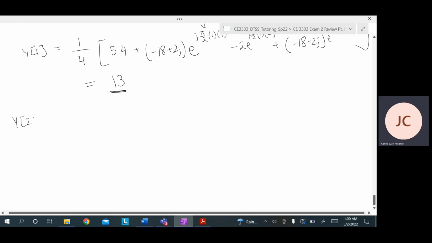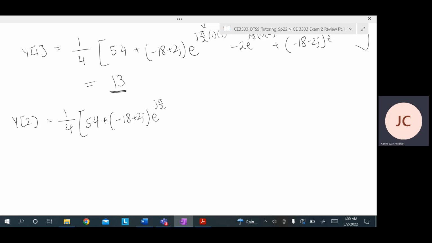Let's do y of 2. You know, 1/4 times everything. Got 54 plus minus 18 plus 2j, e to the j pi halves. See how this is basically the same thing as DFT, except it's a positive exponent, and k and n have basically been flipped. So throughout this whole summation, k is changing and n is staying constant, whereas in the regular DFT, the forward DFT as it's called, k is staying constant and n is changing.